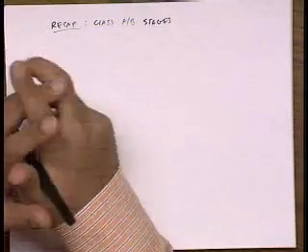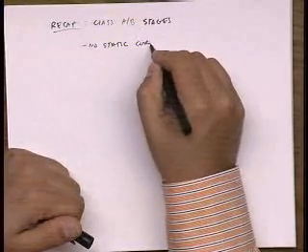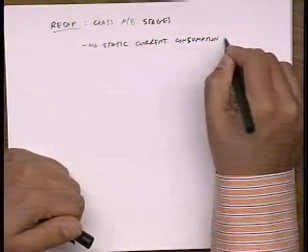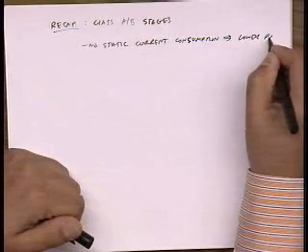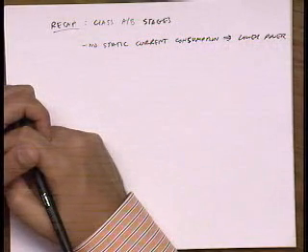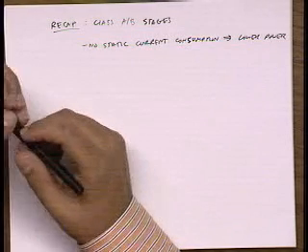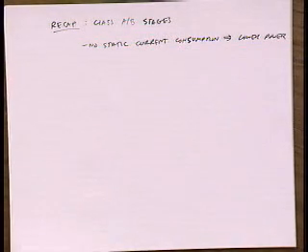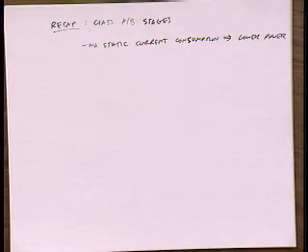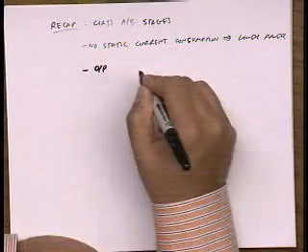You don't have static current consumption? Yeah, so we don't have static current consumption, which means lower power. What are some other advantages? There's also no real limit to the output power, right? So output current can be very high.